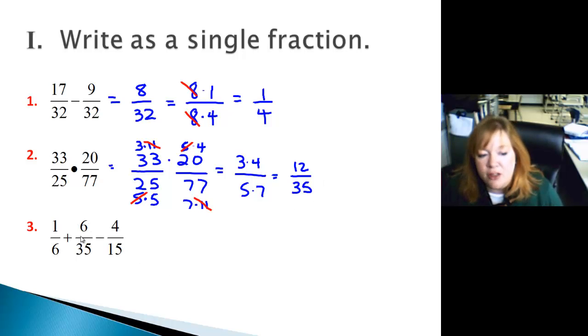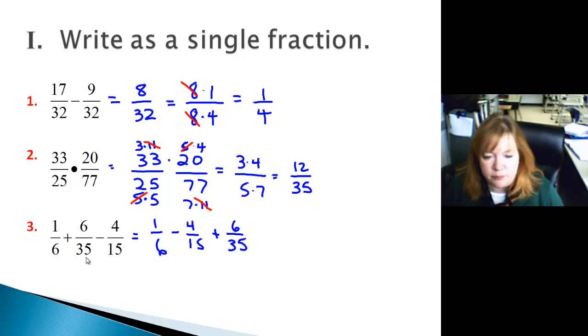When you're adding three fractions together like this, adding and subtracting them, remember just take them 2 at a time. So I switched the order because 6 and 35, that's going to be a pretty big number. I switched it so that I had 1/6 minus 4/15 plus 6 over 35, but you can take them any 2 at a time. The reason I chose 6 and 15 is because they both go into 30, and that's an easy number to work with.